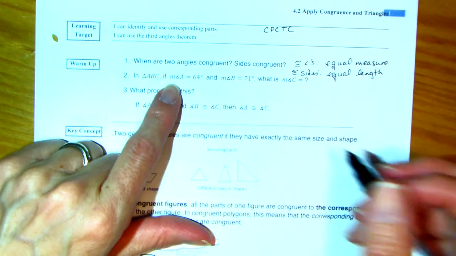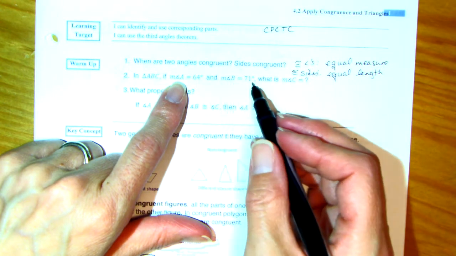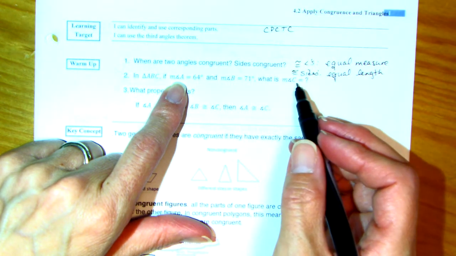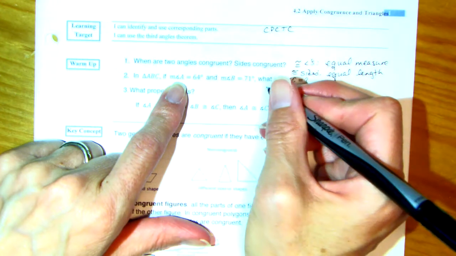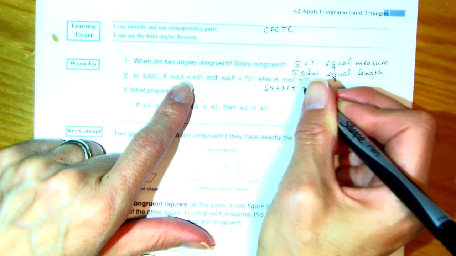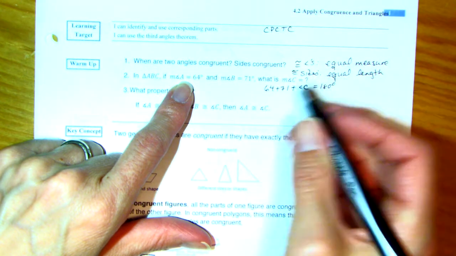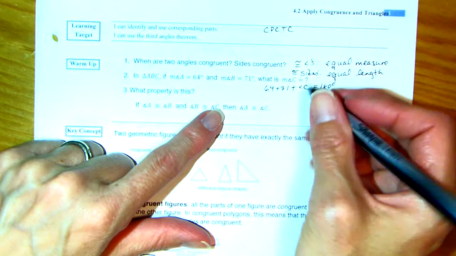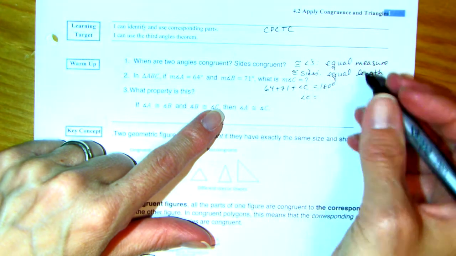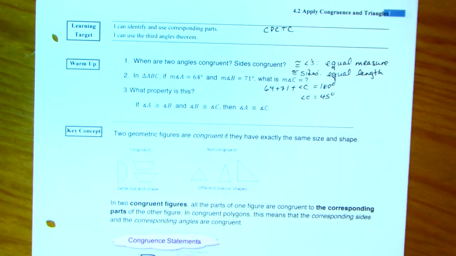Okay, how about this one? In triangle ABC, angle A is 64 degrees, angle B is 71 degrees. What is the measure of angle C? Well, remember all three angles add up: 64 plus 71 plus angle C is equal to 180 degrees. Add these two up, subtract from 180, angle C is equal to 45. Double check my math, please.